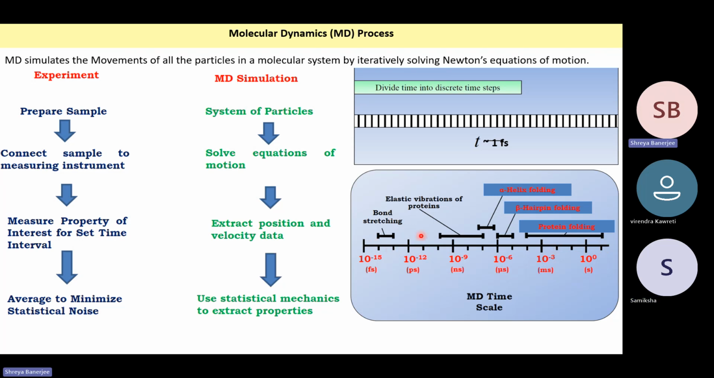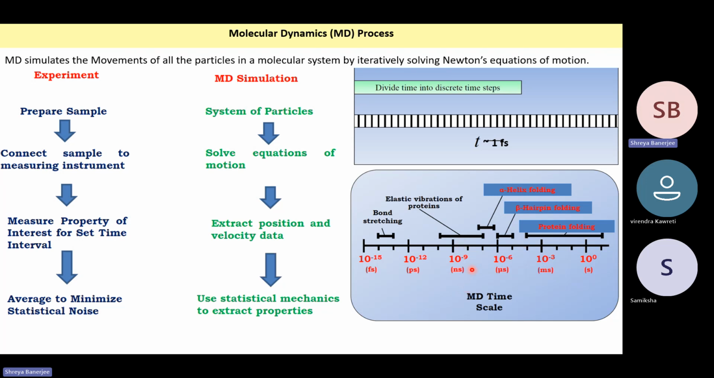So different movements have different time scales. If you want to study the stretching of individual bonds, you have to study between picosecond to femtosecond time scale. If you want to look at the vibration of proteins, proteins as a whole can move. The movement of the whole protein, that is the elastic vibration of the protein, will fall between a little less than nanosecond to a little less than microsecond. So these are the time scales of different motions of the protein.